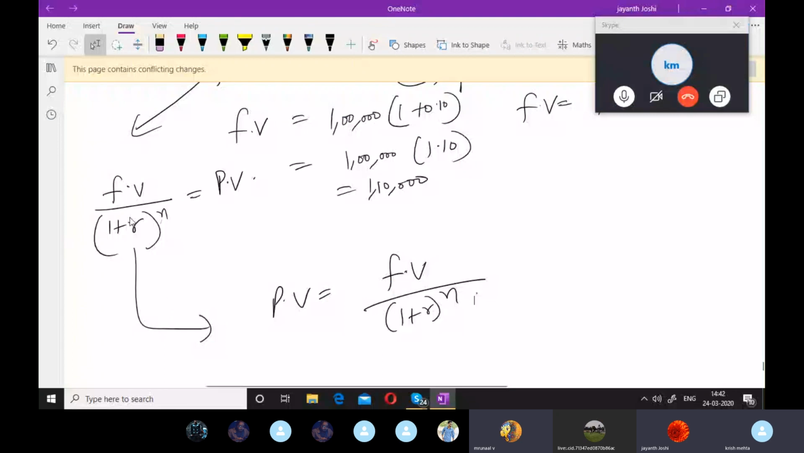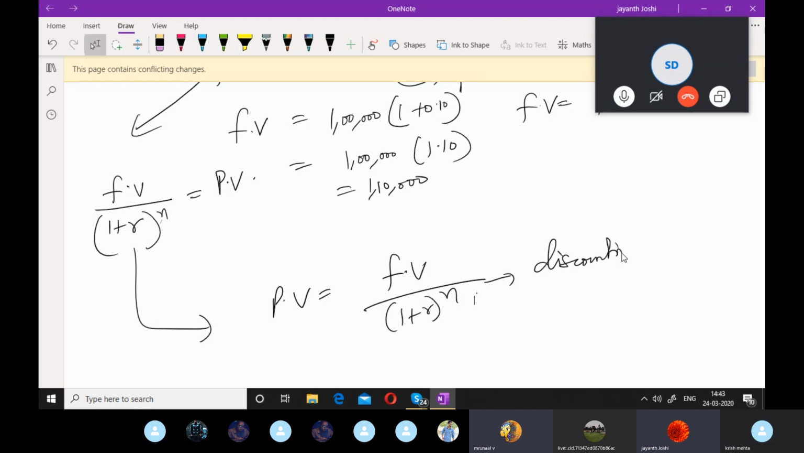So now discussing present value. Present value is nothing but future value divided by (1 plus r) whole power n, and this is called discounting. Discounting is nothing but when you divide something, the value decreases. When you multiply, the value increases. For example, 4 into 2 is 8, but 4 by 2 is 2.